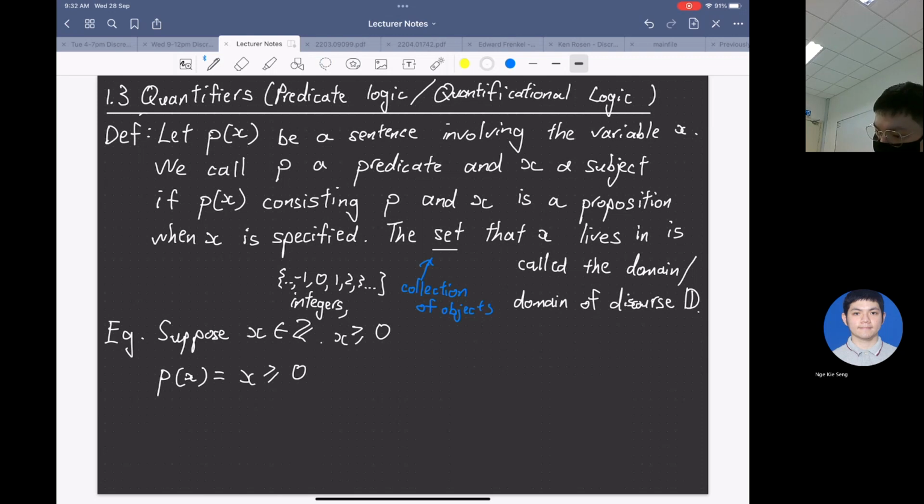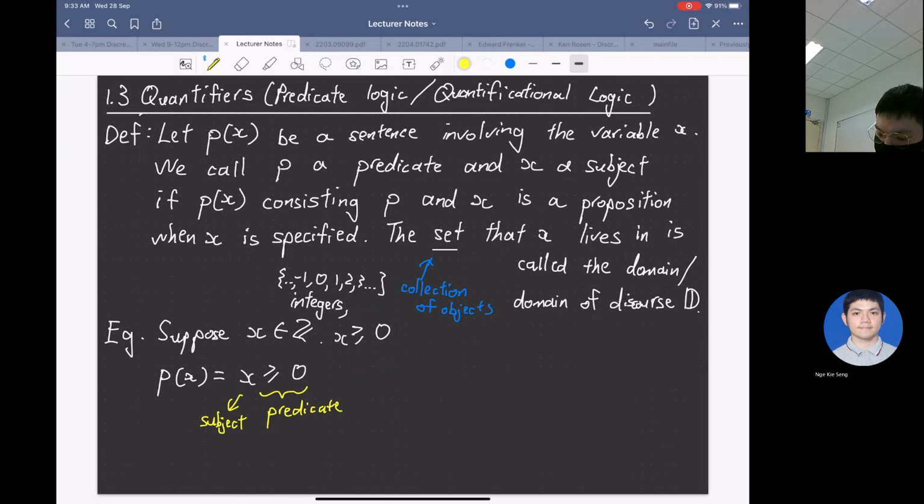Last week, remember we said that this itself is not a proposition, right? Because we haven't specified what x is. So this week we consider this kind of sentence, and then we will see what the truth value is when x is specified. This part is the predicate, and this part is the subject. The subject can change, the predicate cannot change.